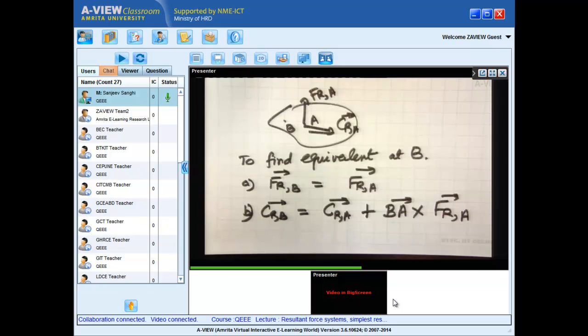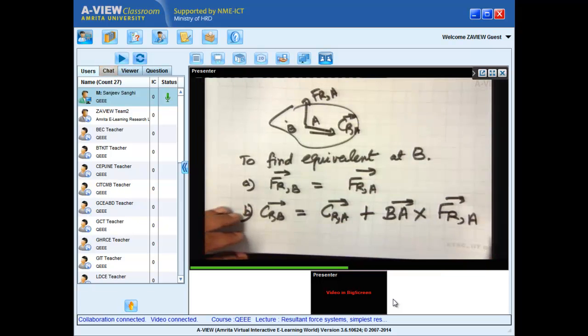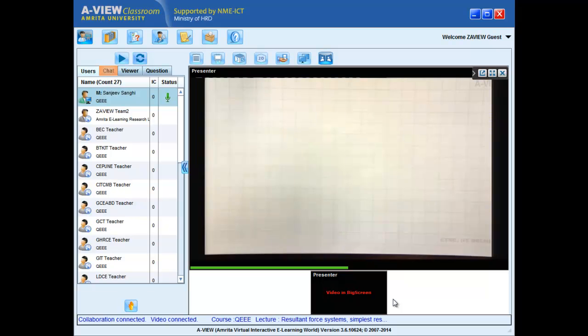So if I already know the equivalent about one point and I have to find the equivalent about another point, all I need to do is shift the equivalents of the system from one point to the other. So this is the concept of equivalent force systems.